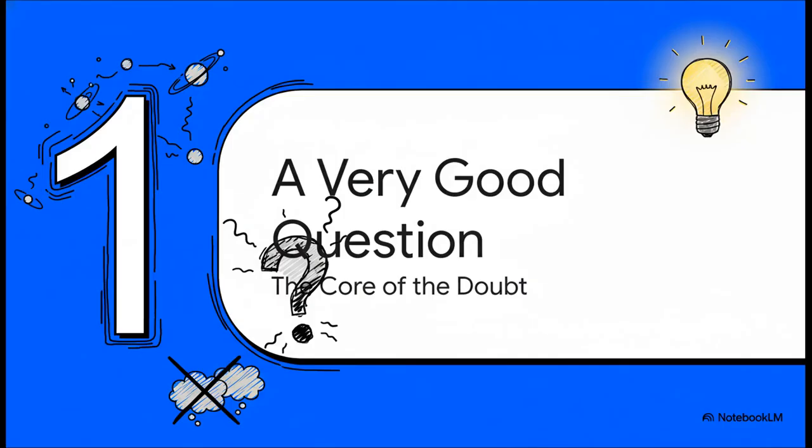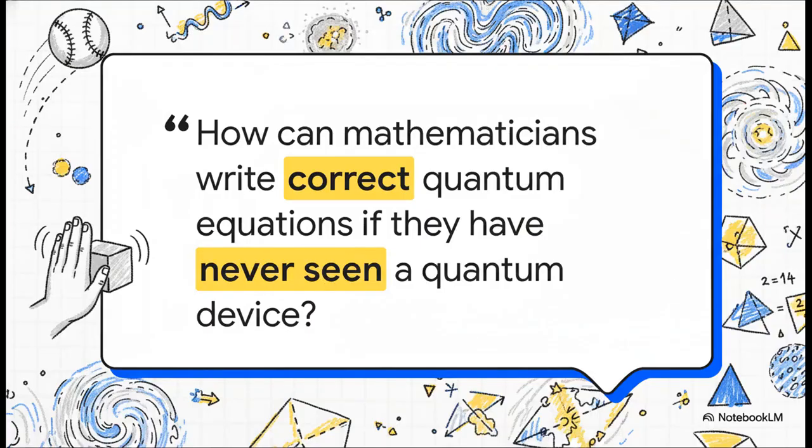All right, so to kick things off, let's get right to the heart of the problem. What is it exactly about quantum mechanics that feels so impossible to grasp? It really boils down to this. In the physics we learned in school, we can see a ball flying through the air. We can feel the force it takes to push a box. There's a connection. But in the quantum world, there's nothing for our senses to grab onto. It feels like it's all just abstract math. So how in the world can anyone really claim they understand it?